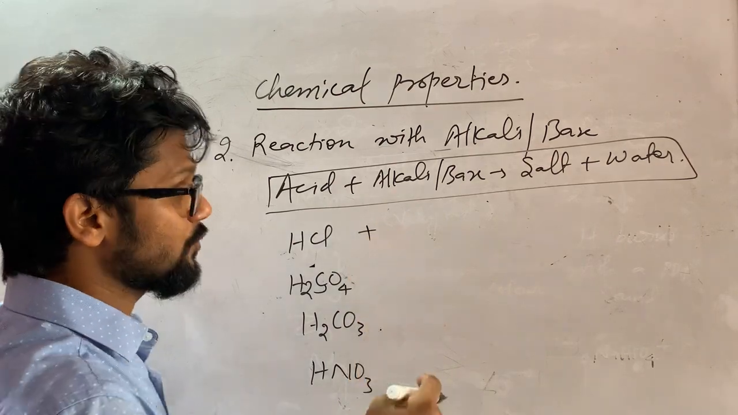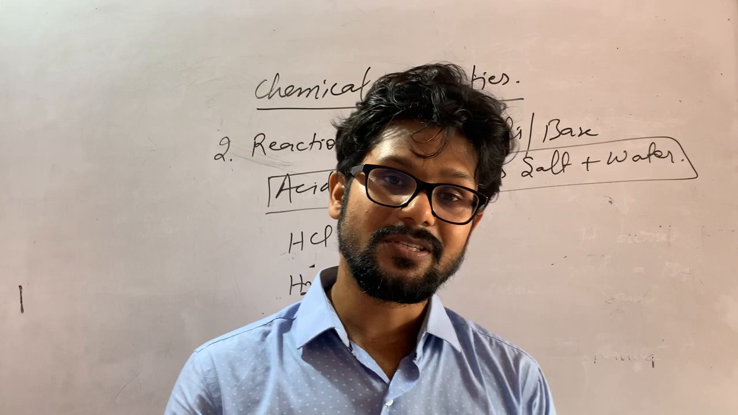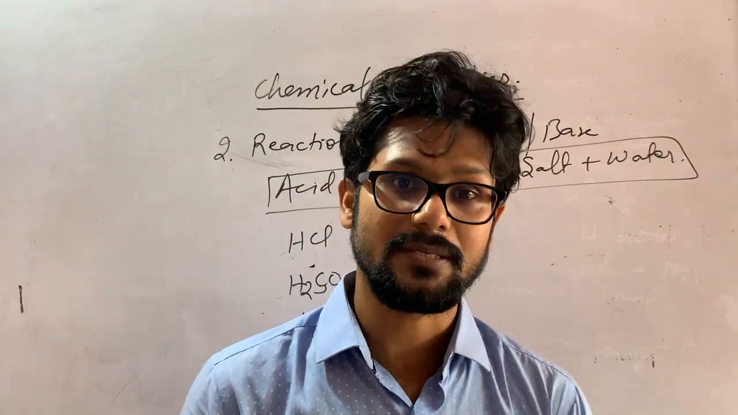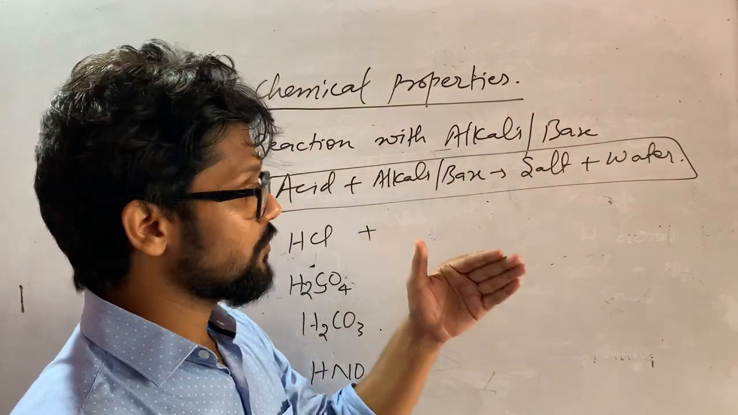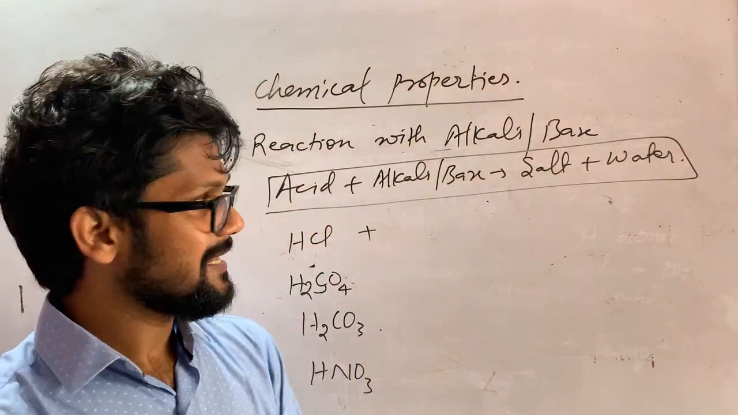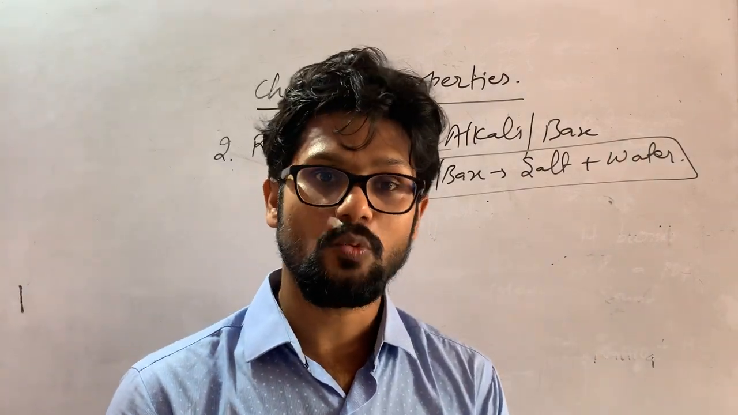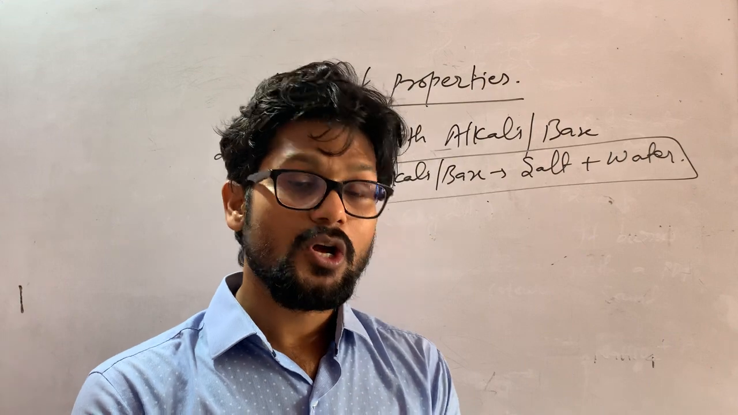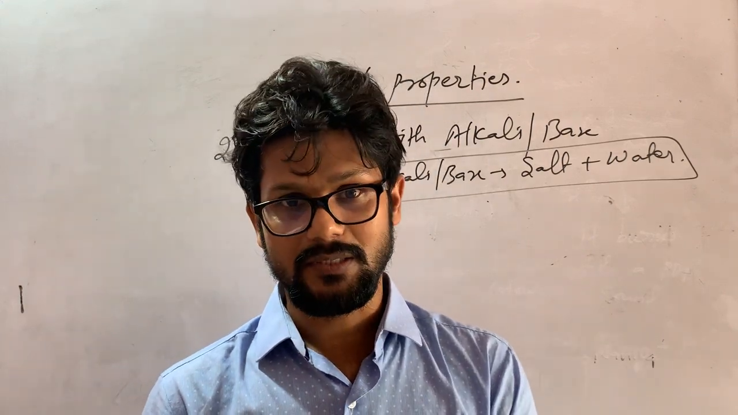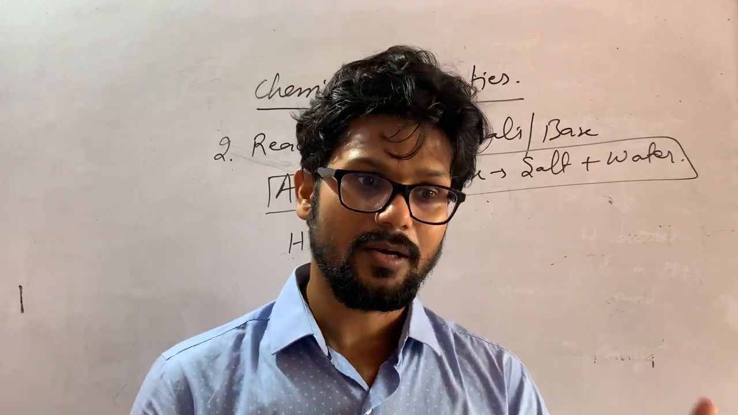Base, we have not studied base, but you should know that bases are compounds which contain either oxide ion or hydroxide ion, that are called bases. One more term has come, alkali. What is alkali? We'll study in detail later, but here I'm just giving an introduction. Alkalis are those bases which are soluble in water. One more thing, remember, all bases are not alkali, but all alkalis are bases. Then what are alkali? Soluble bases are called alkali.